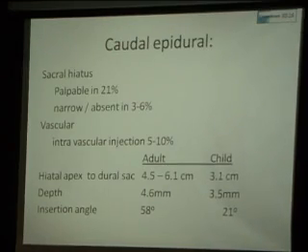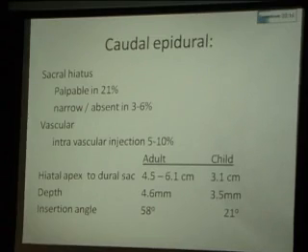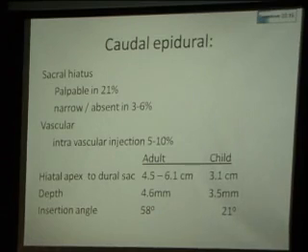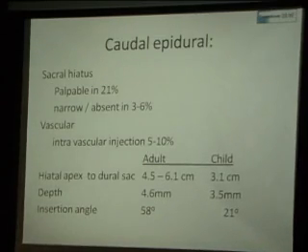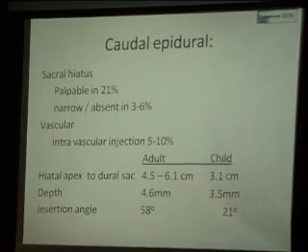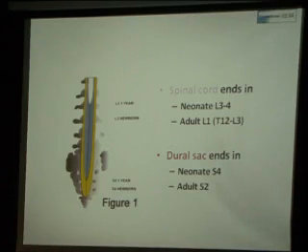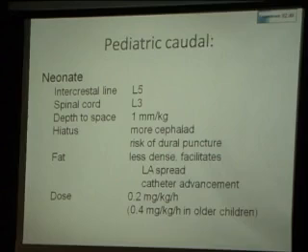Coming to the caudal epidural, we have to know that the sacral hiatus is palpable in only 21% of the adult population, and it is absent in as many as 6%. And caudal epidural is associated with about 10% of patients with intravascular injection. The spinal cord ends at L1 in adults, can go down to L3. In neonates it goes down to L3, L4 anyway. The dural sac ends at S2 in adults and S4 in neonates.